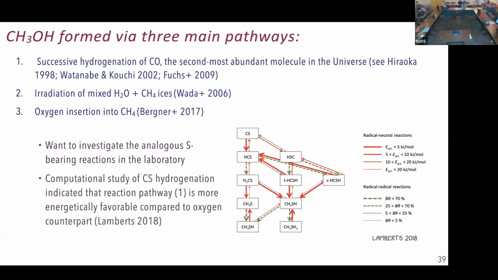A previous computational study that looked at the reaction 1 found that this is way more favorable than it is for methanol. And so what the prediction was for these was that methyl mercaptan should form more effectively. And this was something that I wanted to test, but it's very hard to isolate CS. So I started with where I could just buy the molecules itself. So I started with H2S and methane.